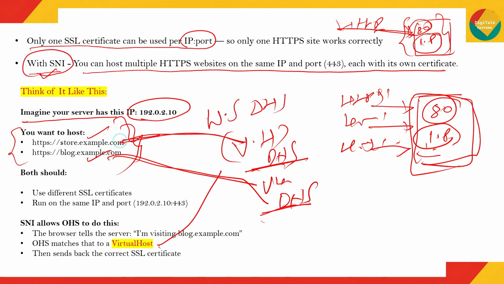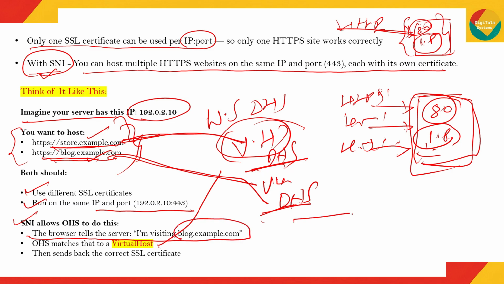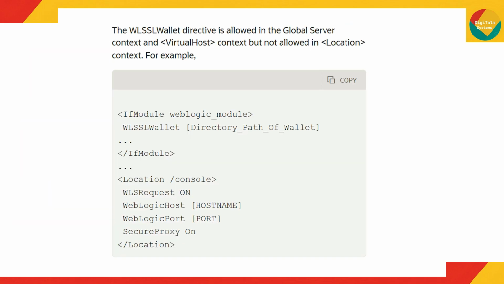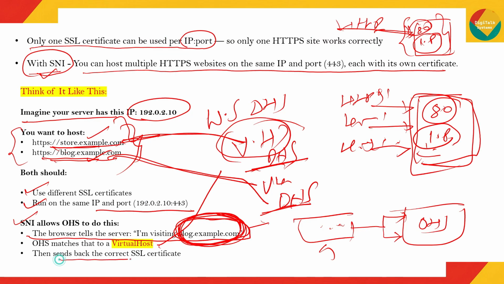Now suppose we need a different certificate for this website and a different certificate for that site because they are completely different domains. That means they will use different SSL certificates, but they are going to run on the same IP and port with the help of virtual hosts. So SNI allows your OHS to know what the browser is asking for: the browser will tell the server I am visiting blog.xml.com. That means whenever the request goes from the browser to your backend OHS, it tells which site I am going to visit, and based on that, the corresponding HTTP server will be initiated. So it sends the correct SSL certificate, right?